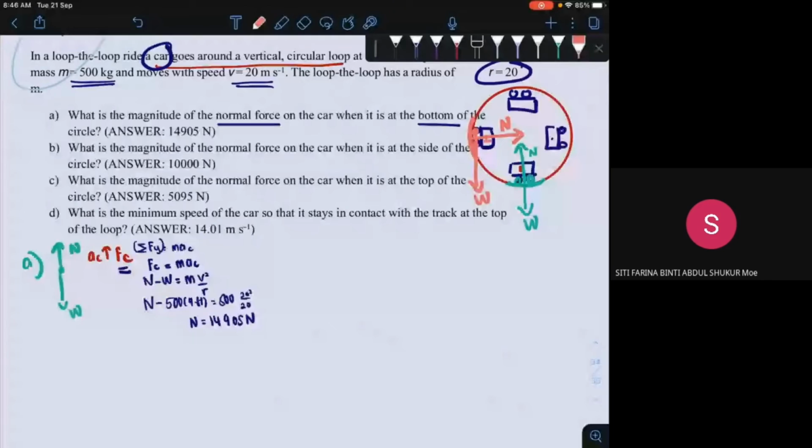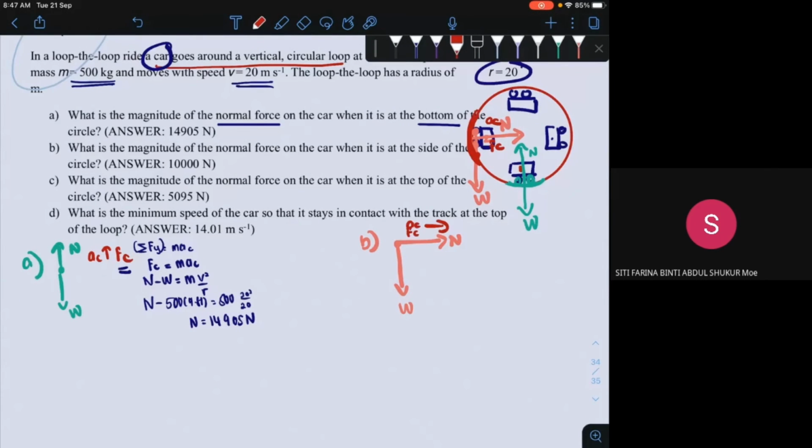Alright, so for part B, at the side, you are going to have normal force and you are going to have weight. Dua sahaja force dekat sini. And then identify your AC. Objek kamu tengah membuat bulatan dekat sini. So AC kamu towards the center of the circle, maka dia ke kanan. FC kamu pun ke kanan. This is the direction of your AC and FC, to the right.